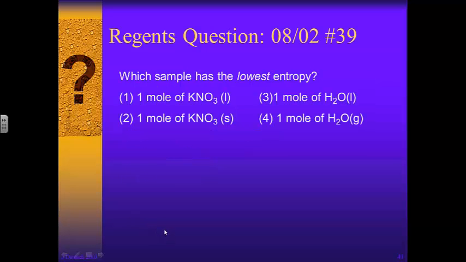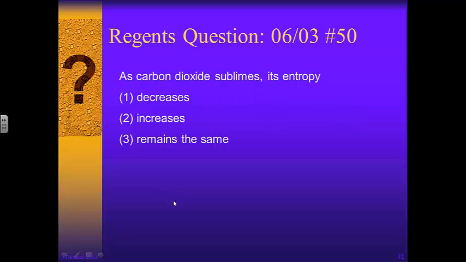Which sample has the lowest entropy? Don't get caught looking at the substance, you're only looking for the state of matter. Solids have the lowest entropy. As carbon dioxide sublimes, its entropy increases. You have to know that sublimation is a phase change from a solid directly into a gas.